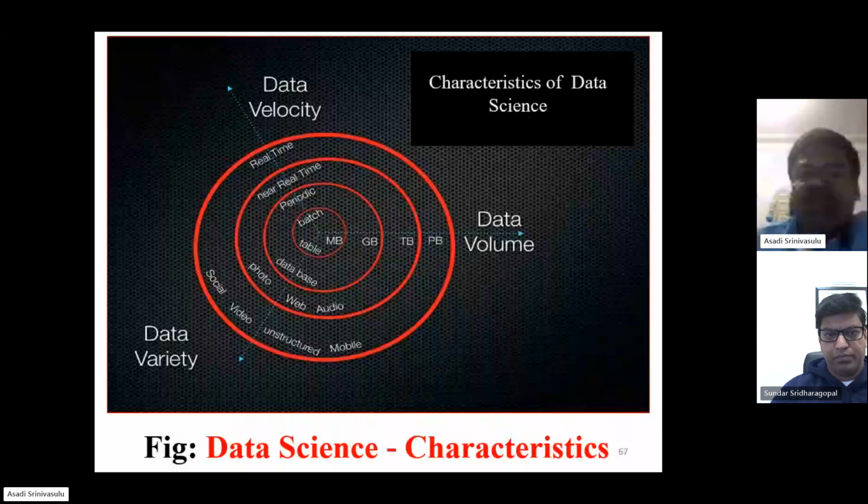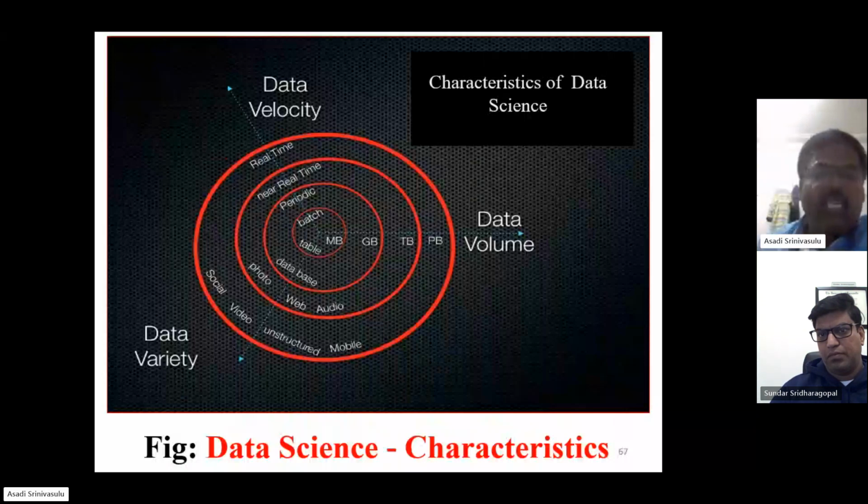So volume: what type of data can I call big data? Traditional systems are unable to take the data, fit the data, or process the data. Such kind of data is called big data. That's why we are moving towards big data technologies like Hadoop, Spark, MATLAB, etc. Maybe we are dealing with megabytes, gigabytes, terabytes, petabytes, exabytes, zettabytes, yottabytes and more. That is called data volume.